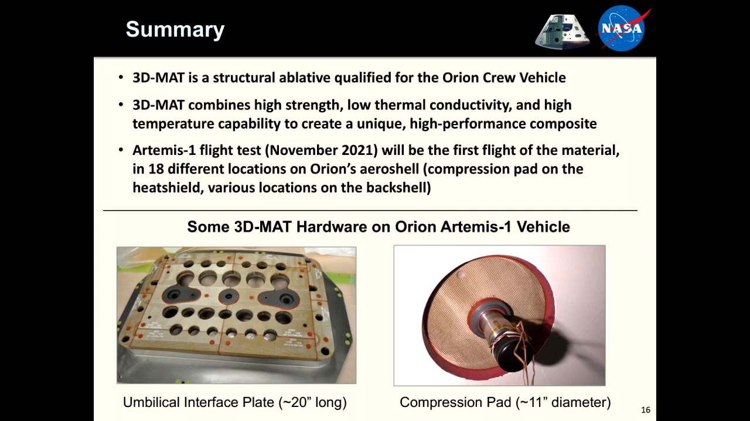Although it was developed specifically for the compression pad, Orion really liked the properties and performance of this material, and they have used it in 18 different locations of Orion's aeroshell. So the compression pad on the heat shield, and then many other locations on the back shell where there are some structural requirements, such as this article shown here. This is about 20 inches long. It's made up of multiple pieces of 3D Matte, and this is the umbilical interface plate for feeding in electrical and other life support from the service module to the crew module. So with that, I will attempt to switch over to a couple of videos, if I'm able to do that.